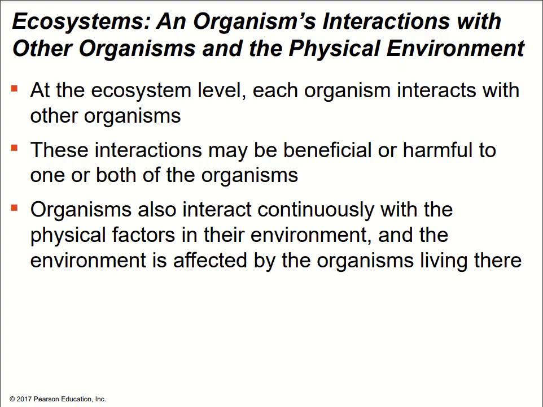Ecosystems involve organisms' interactions with other organisms and the physical environment. At the ecosystem level, each organism interacts with other organisms. These interactions may be beneficial or harmful to one or more organisms. Organisms also interact continuously with the physical factors in the environment, and the environment is affected by the organisms living there.